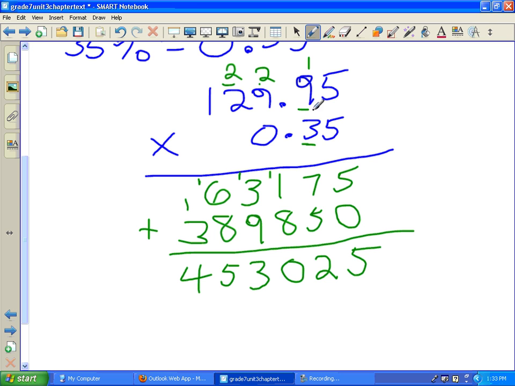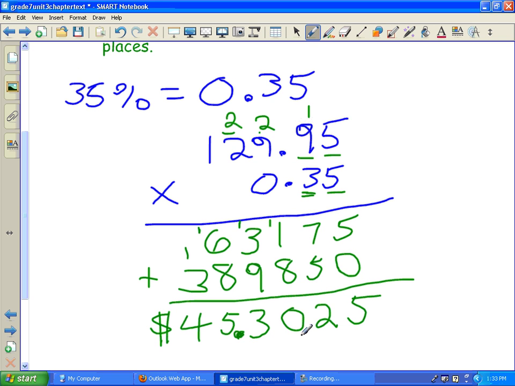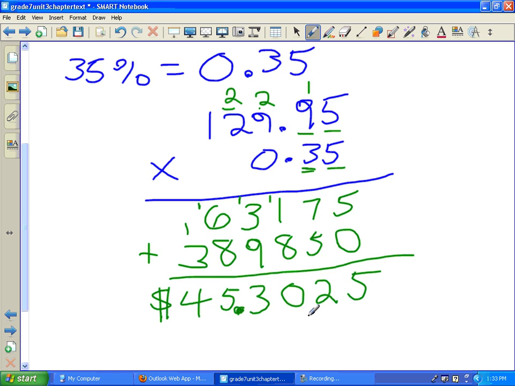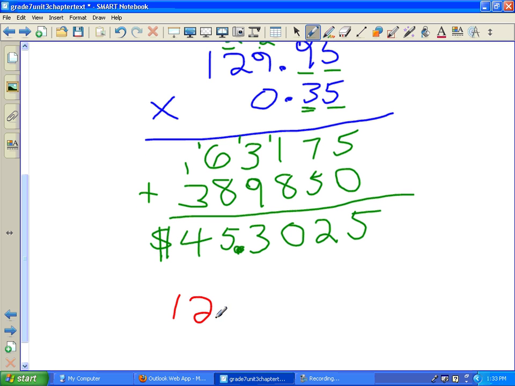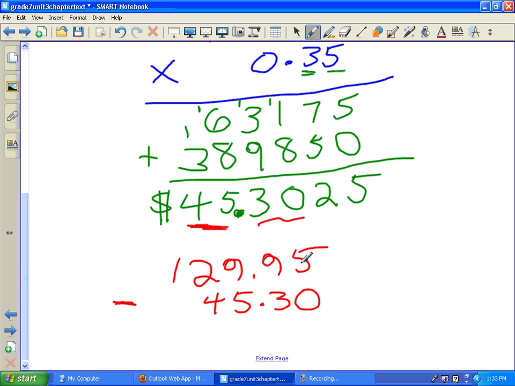Let's count them up. 1, 2, 3, 4. So we need 4 decimal places, and here's the amount. So this is 35% of $129.95. This is how much you're getting off of your price. When you hear the words "off of", and you're talking about getting money off, you're taking it away. So let's take away our 35%, which is $45.30, because we rounded off to the nearest 2 decimal places, from $129.95.